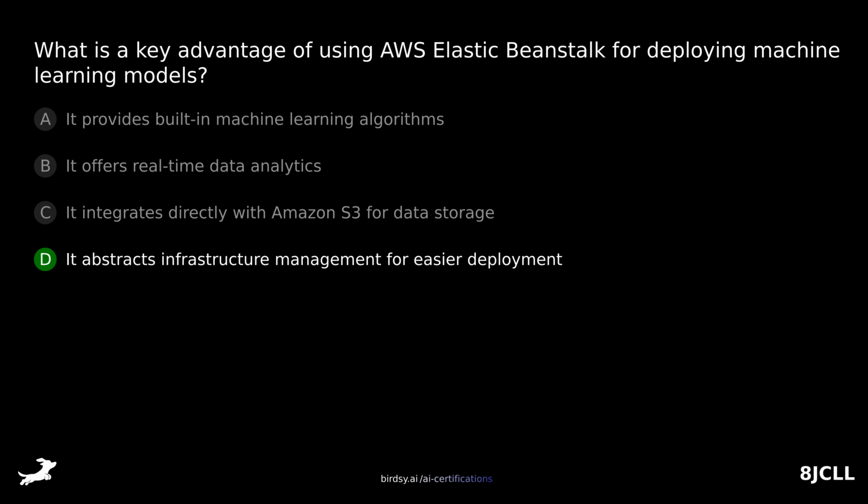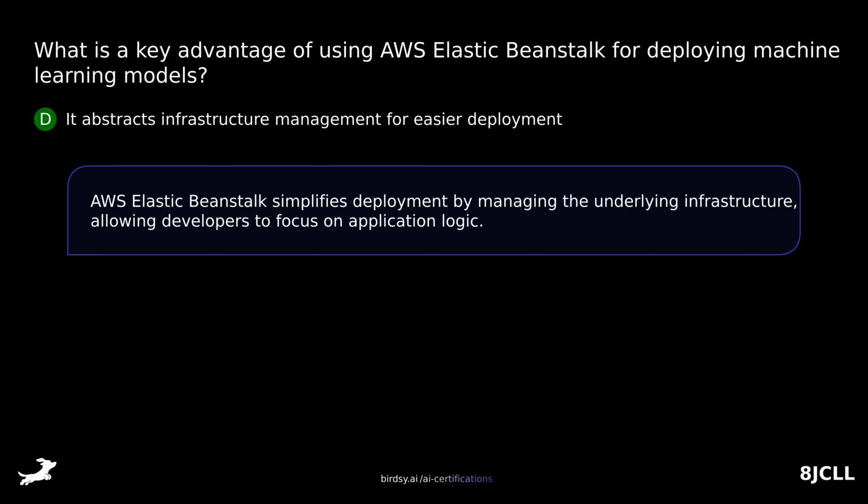The answer is D, it abstracts infrastructure management for easier deployment. AWS Elastic Beanstalk simplifies deployment by managing the underlying infrastructure, allowing developers to focus on application logic.